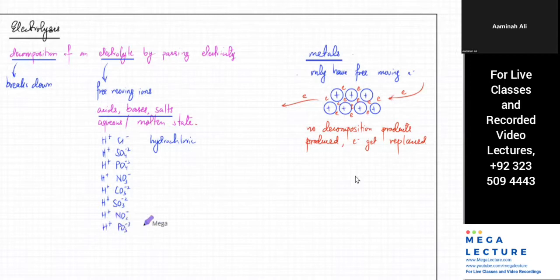So anyway, let's have a look. I'm just going to write down the names quickly. This one is sulfuric, phosphoric, nitric, carbonic, and sulfurous. Make sure you know the names and formulas. This one is nitrous, and this one is phosphorus. You need to know the names of all these acids, and what ions they're made up of.